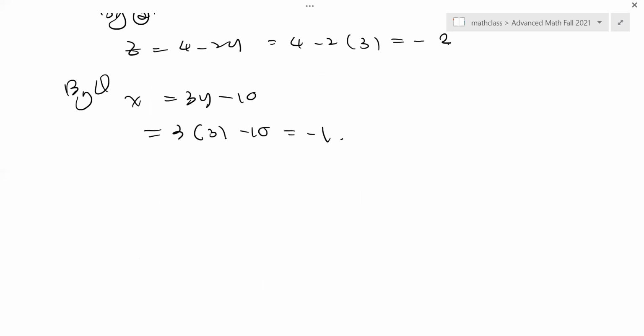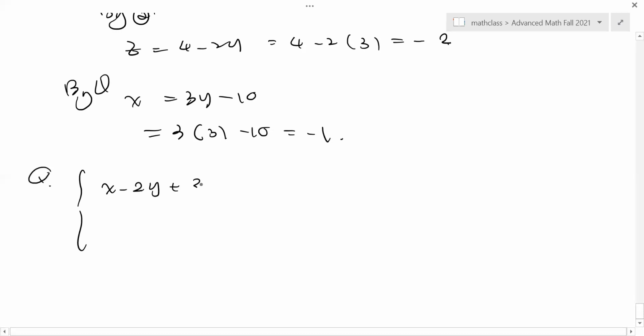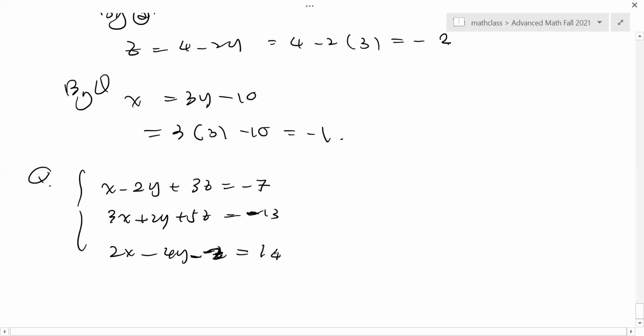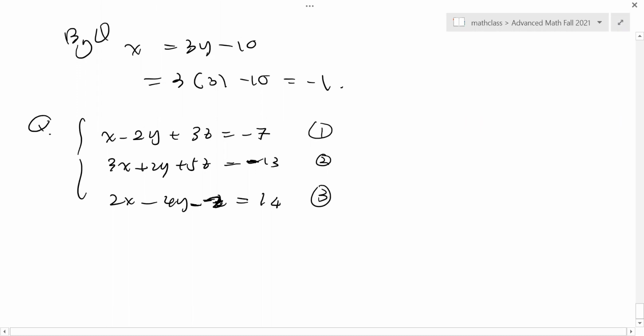For a system of linear equations with 3 variables, there are really multiple ways to eliminate the variables. I just suggest one of them to give you. All right, let's take a look at this one. It's really complicated now. 2x minus 4y minus z equals 14. All right, so we have 3 equations. We don't know what we can get.